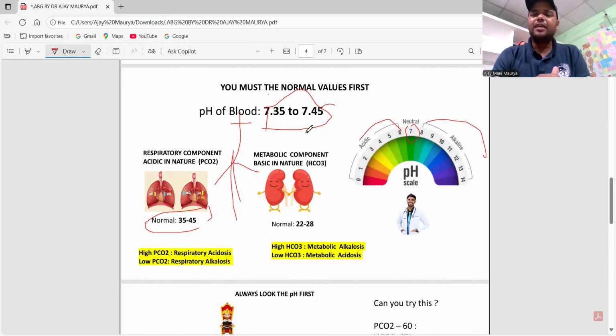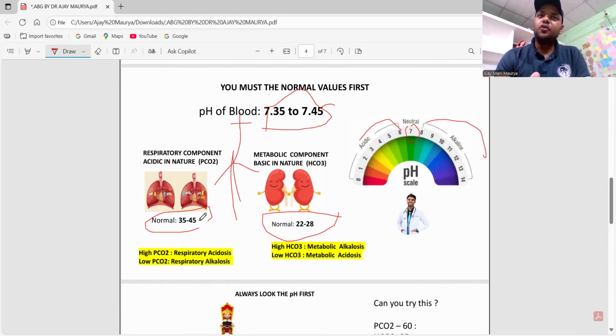The bicarbonate is taken care of by the kidney. So CO2 is the respiratory component, and bicarbonate is the metabolic component. The normal value is 22 to 28. Some say 22 to 26 also.